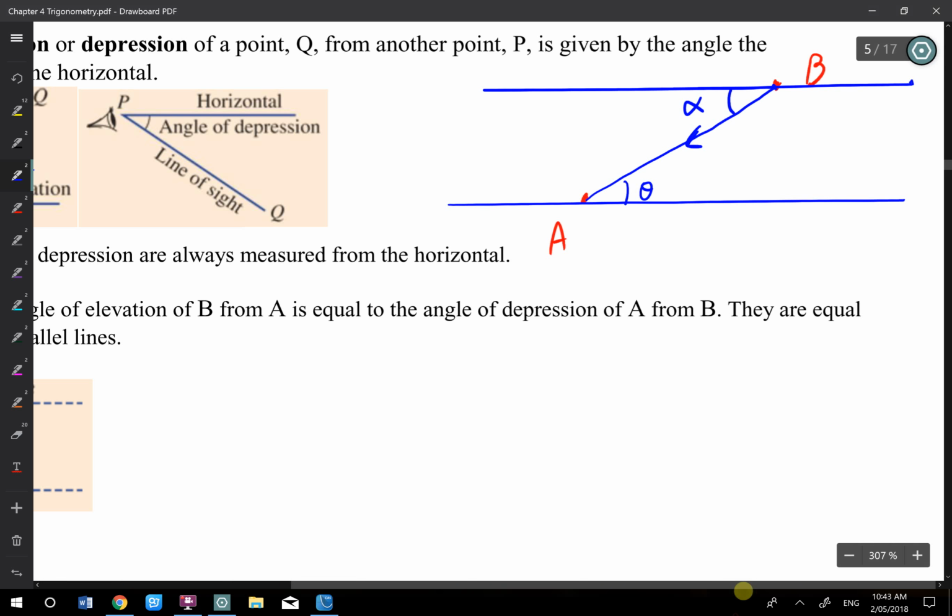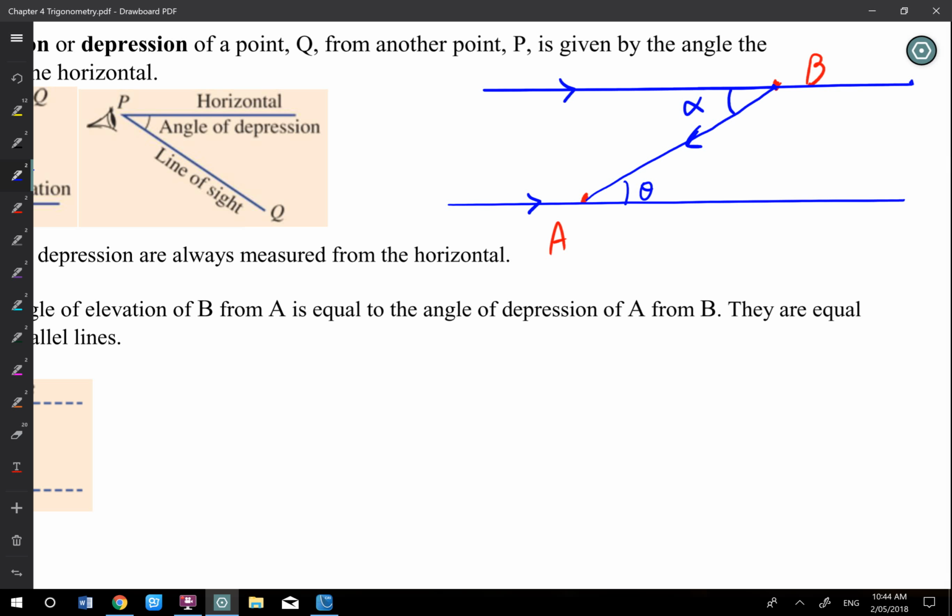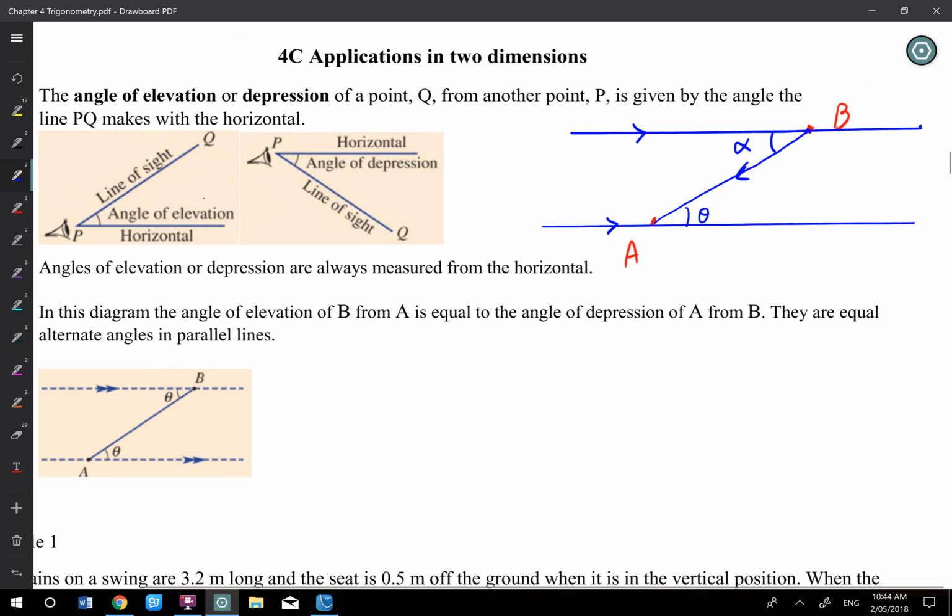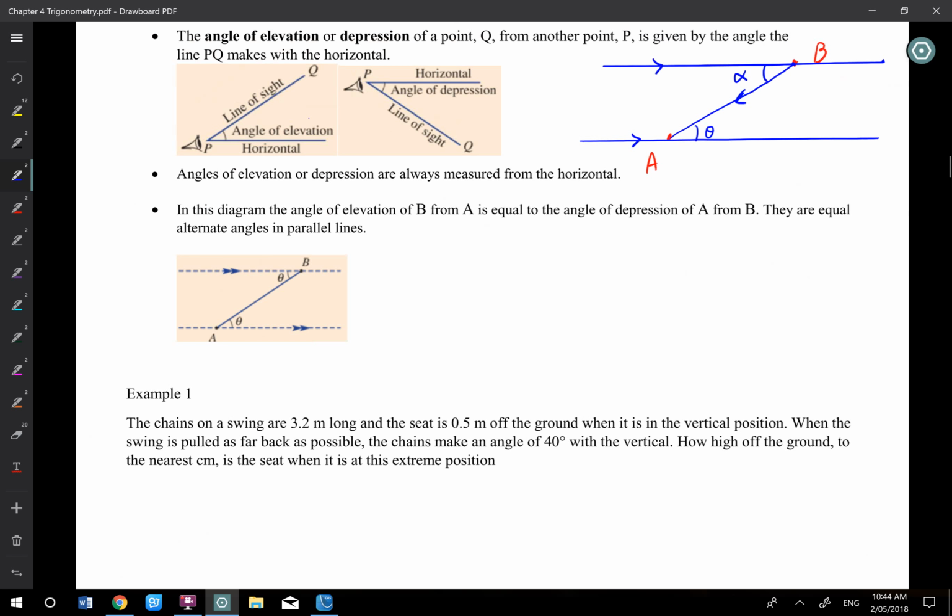But what you can realize is these two lines are parallel lines. They're both horizontal lines, and horizontal and horizontal are parallel to each other. This is an alternate angle. Alpha and theta are alternate angles, so therefore alpha and theta should be the same. The angle of elevation and angle of depression between the same 2 points will be the same. With A and B not changing, whether A looks to B or B looks to A, the angle of elevation and depression should be the same. So that's explaining what's the angle of elevation and depression.